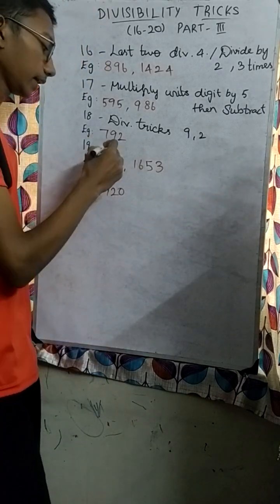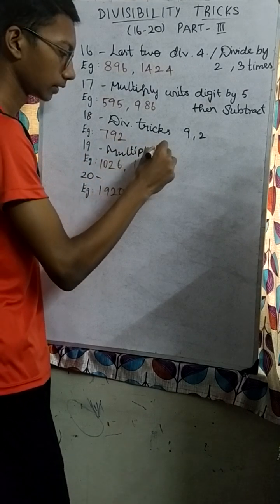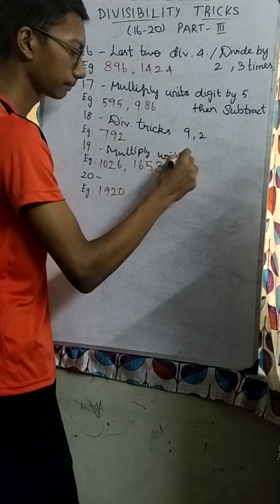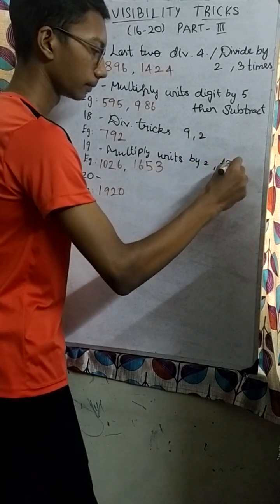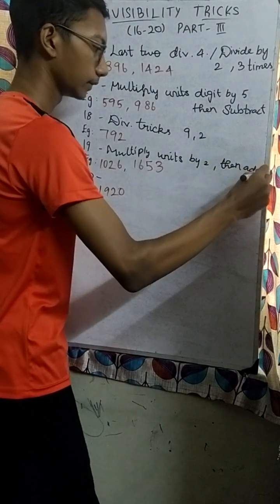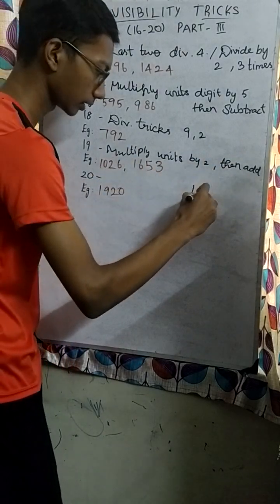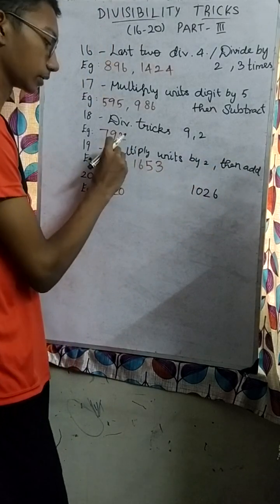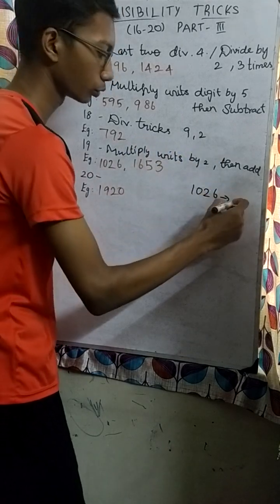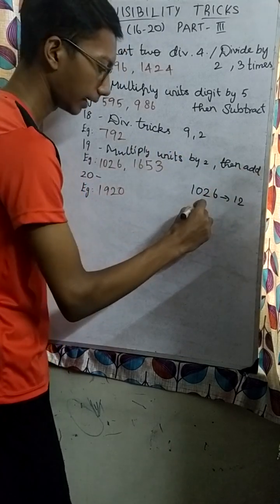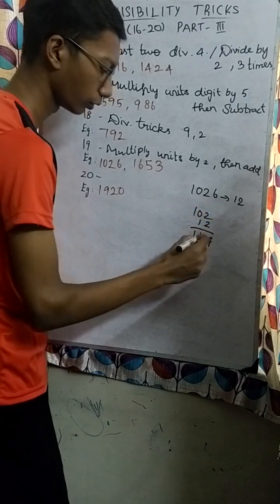Now for the number 19, multiply units digit by 2, then add. This is the divisibility trick for the number 19. Now let's take the example 1026. So multiply units digit by 2. In this case 6 times 2 is 12. Then add 102 plus 12 gives 114.